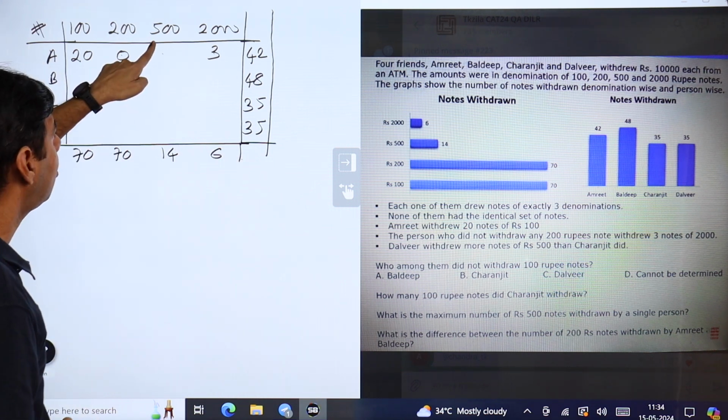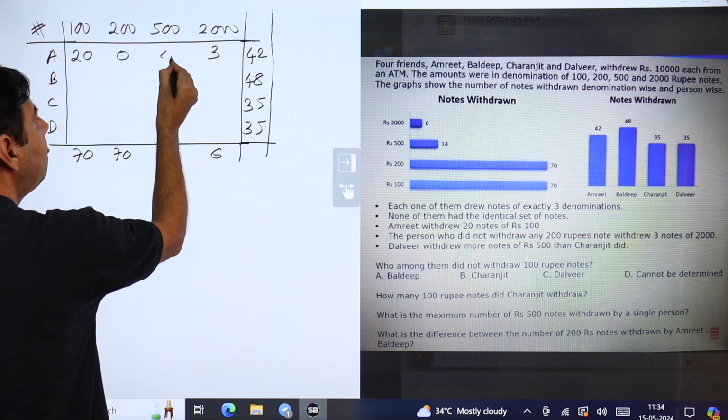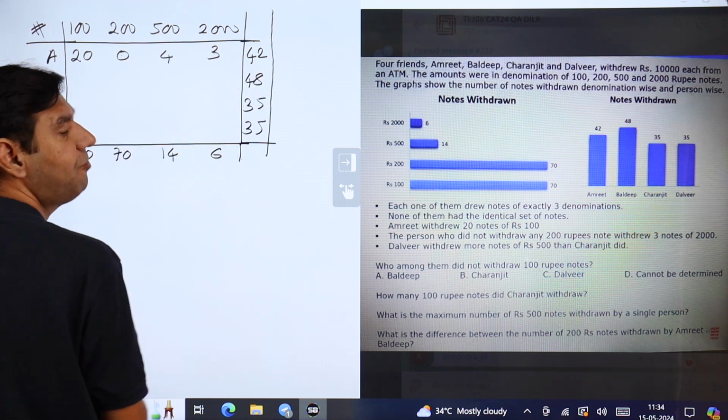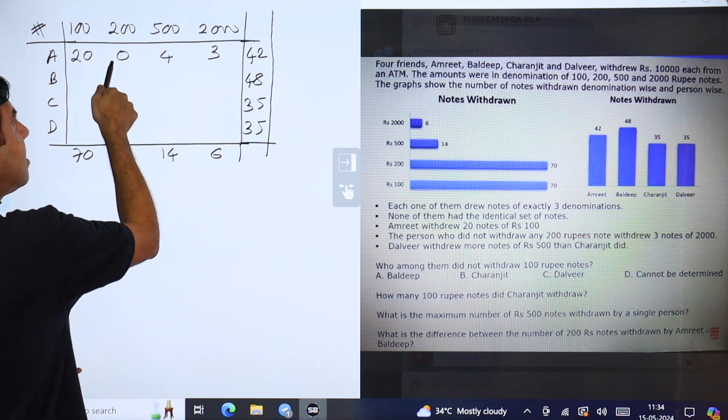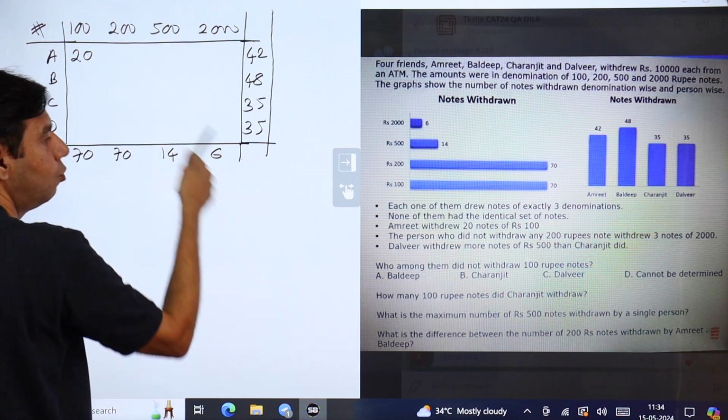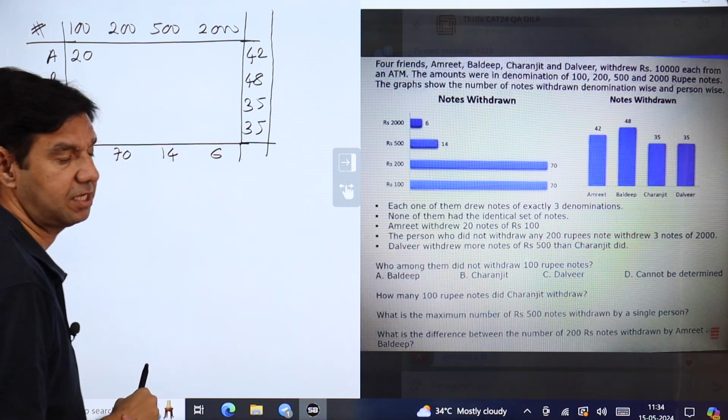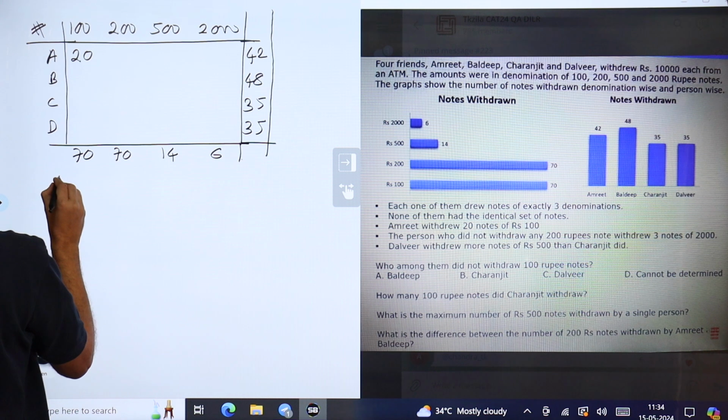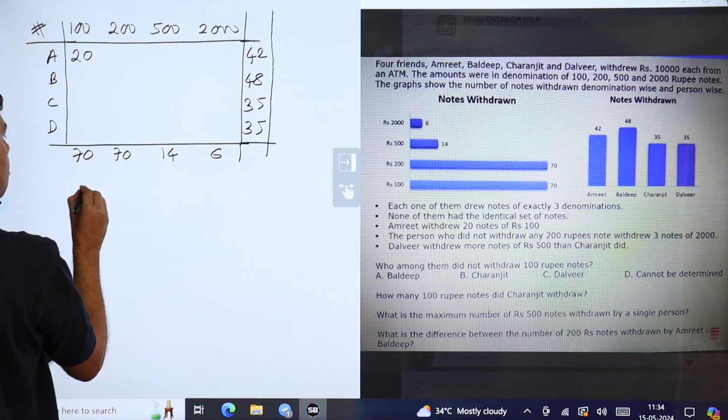2,000 is left. If I want 2,000, I would only withdraw 4 notes. But then does this add up to 42? No. So this is not the one being talked about in the fourth clue. So the fourth clue is some other one.